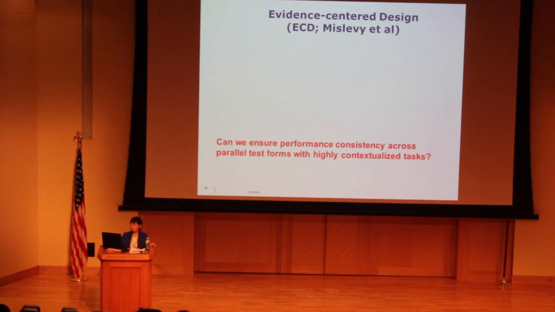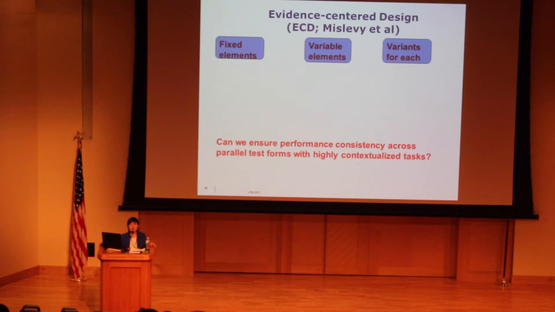And if we think about the generalizability of contextualized tasks, one of the most important validity questions to ask is, how do we ensure performance consistency across parallel tasks, across parallel task forms, with these highly contextualized tasks, right? And we all know that in performance-based assessments such as writing and speaking, typically we cannot conduct equating because we can't use common items across different forms. They are memorable. But how do we ensure performance consistency there?